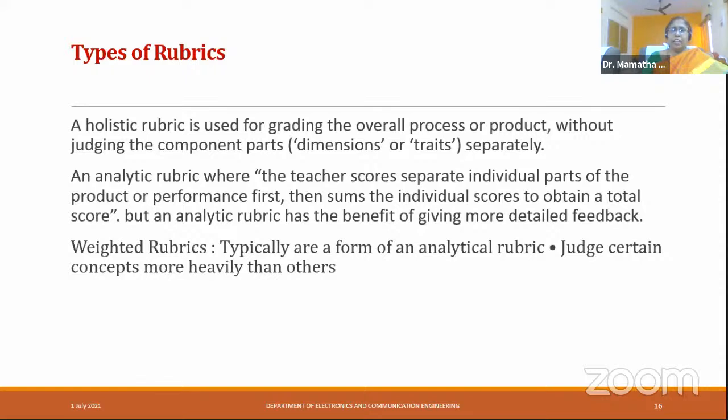So rubrics are basically of two types, and an analytic rubric involves more parameters. The teacher really should work out what the rubric should be, what different levels we need to have in each rubric, and how to assign scores for each. All these are important.